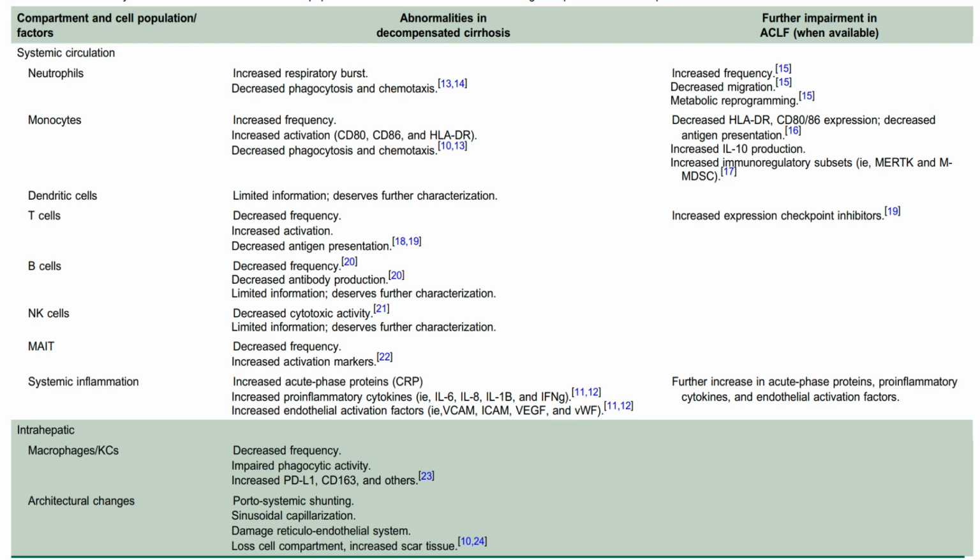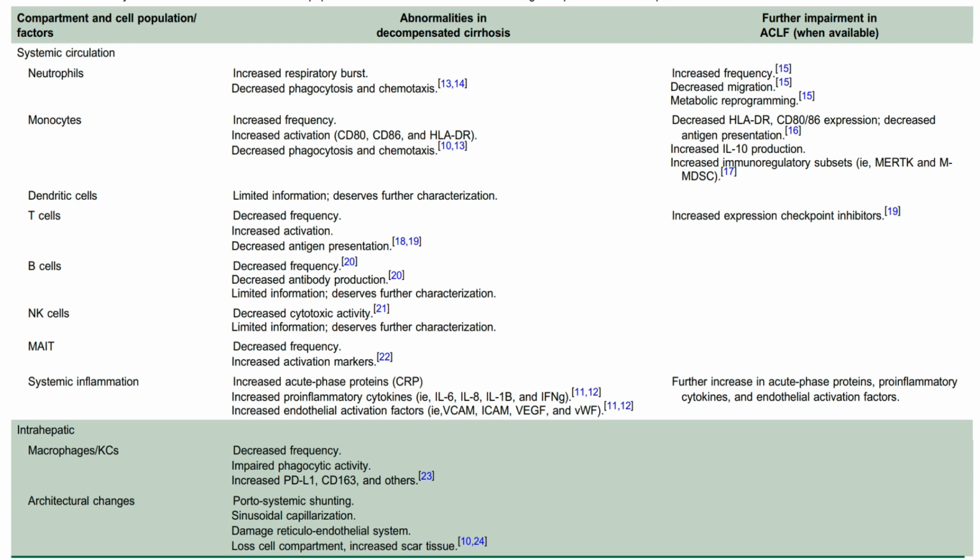Neutrophils: impaired phagocytosis and chemotaxis, further decreased migration and metabolic reprogramming in ACLF. Monocytes: increased activation but reduced function. In ACLF, they show decreased antigen presentation and increased immunosuppressive subsets. T cells: decreased frequency and impaired antigen presentation. ACLF shows higher expression of checkpoint inhibitors.